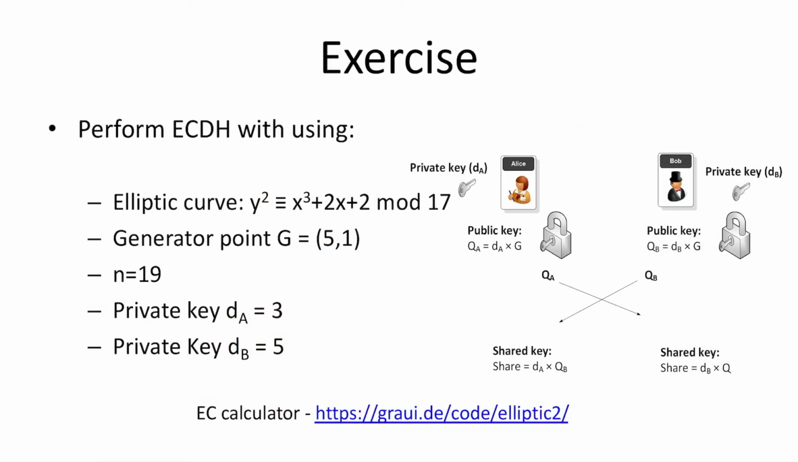So pause here and perform Diffie-Hellman key exchange using the following elliptic curve parameters. You can use the following calculator to perform the point additions. So in this case, we have n equal to 19 and our generator point is 5, 1. And so let's say Alice has chosen 3 as the private key and Bob has chosen 5 as their private key. This means Alice is going to calculate their public key as 3 times 5, 1, and Bob is going to calculate their public key as 5 times 5, 1.